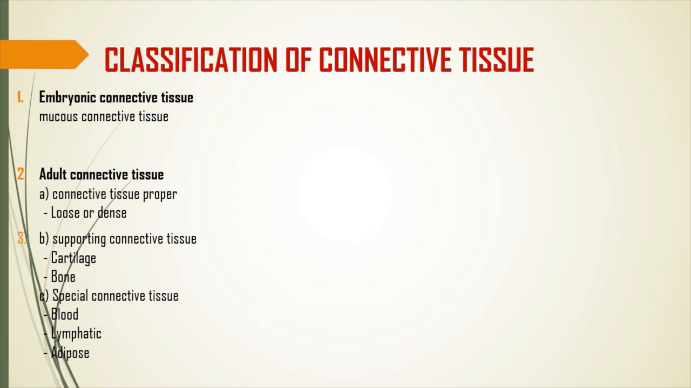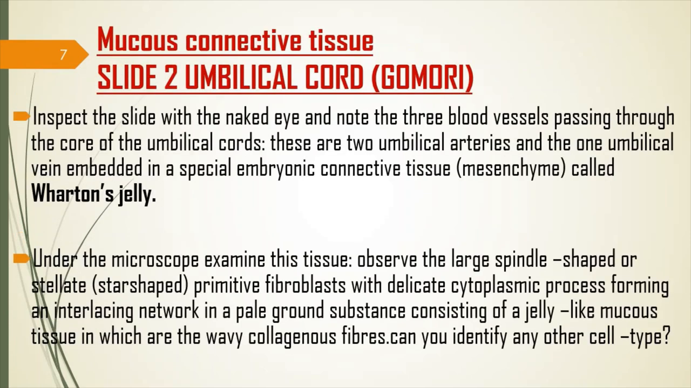Now let's classify connective tissue. Connective tissue can either be classified as embryonic connective tissue or adult connective tissue. Embryonic connective tissue is what we call mucous connective tissue. Adult connective tissue is subdivided into 3 types. You have connective tissue proper, which can either be loose or dense connective tissue, or you have supporting connective tissue, which is found in cartilage and in bone, and you have special connective tissue, which include blood, the lymphatic, and adipose connective tissue.